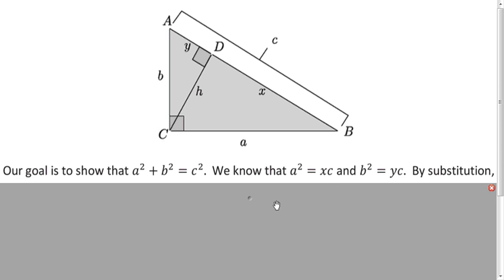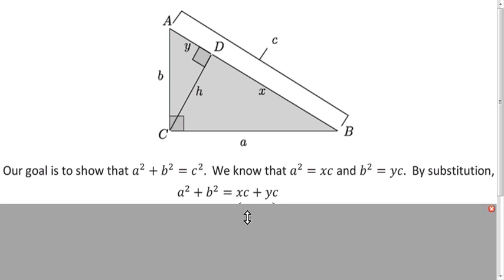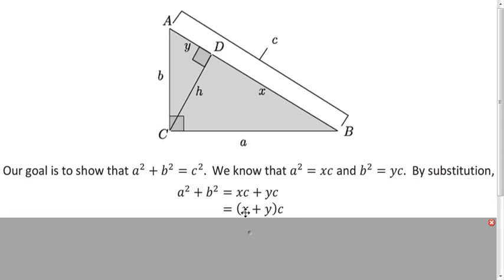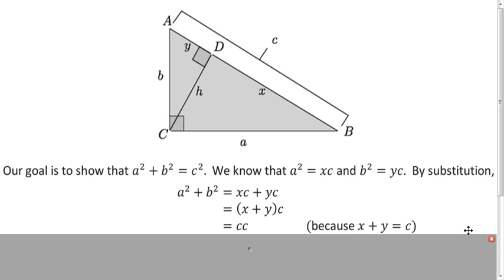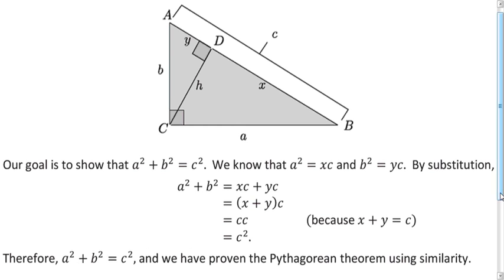So if we add these two together, we get a squared plus b squared is xc plus yc. And we have a common factor of c here, so we can factor that out with the distributive property. So we have x plus y, that quantity, times c. But what do we know x plus y is equal to? X plus y equals c. So that's really c times c, which is c squared. So now we have Pythagorean theorem proved.